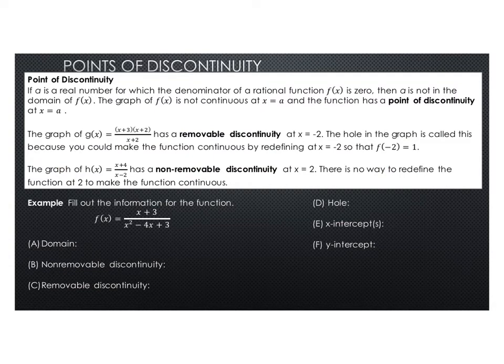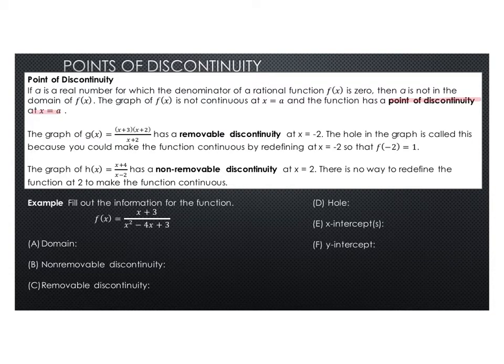A point of discontinuity. Okay, so if a is a real number for which the denominator of a rational function f of x is 0, then a is not in the domain of f of x. The graph of f of x is not continuous at x equals a, and the graph has a point of discontinuity at x equals a.